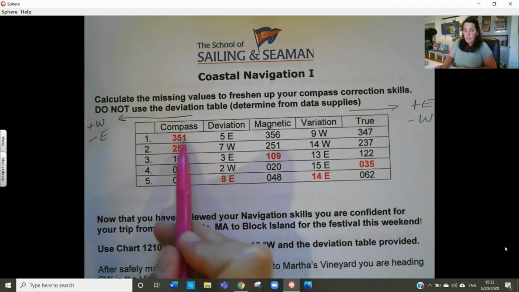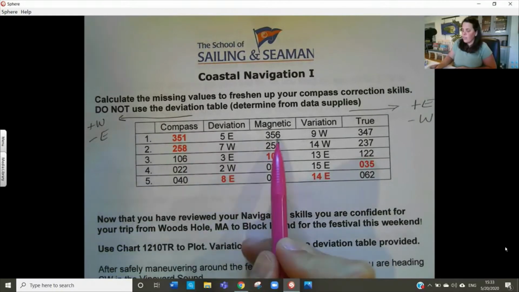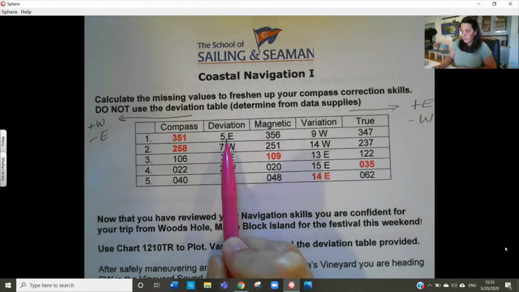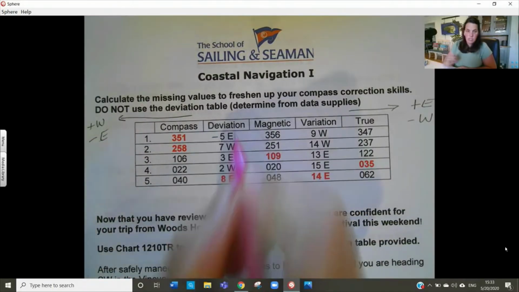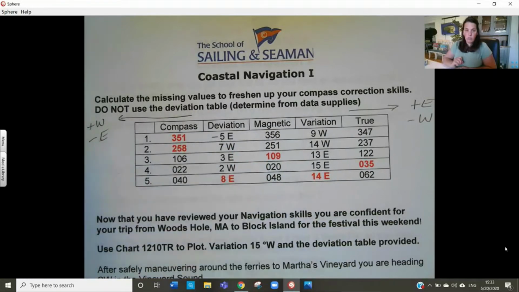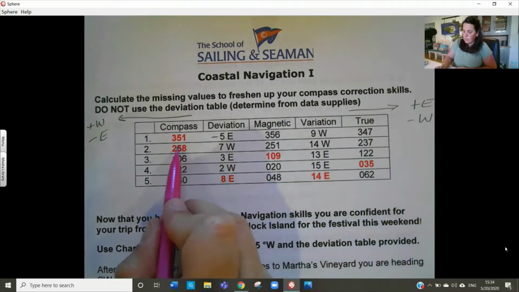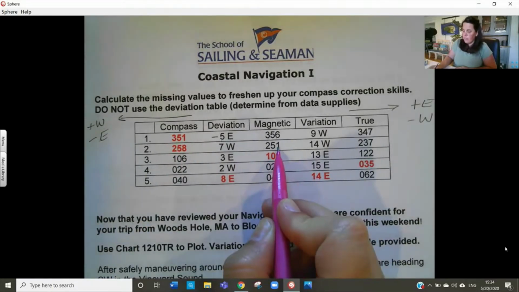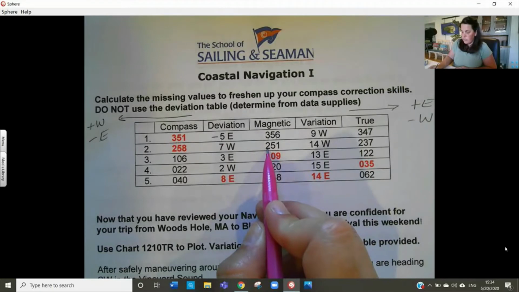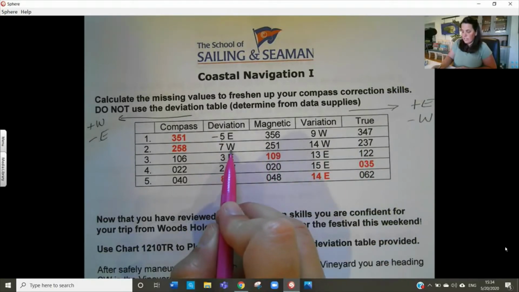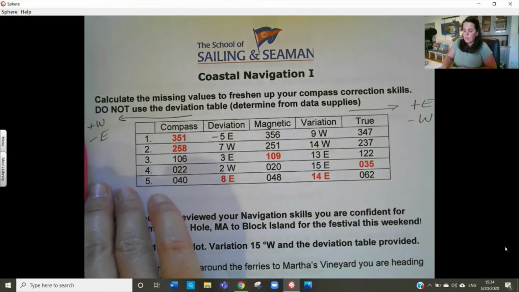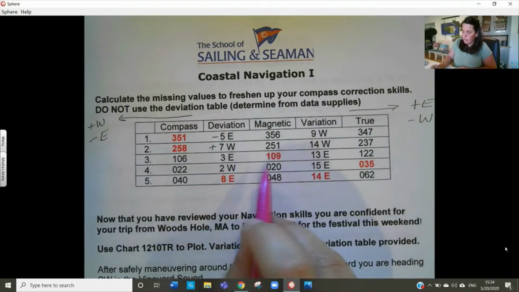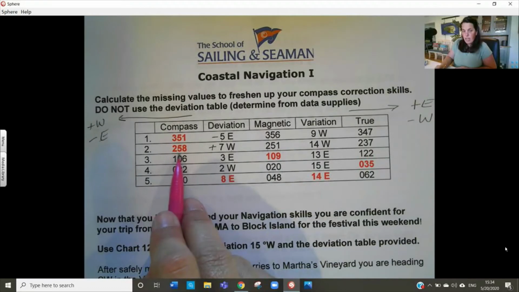The first missing number I have is here under compass. So if I have a magnetic of 356 and I had 5 degrees east, going this direction, I'm going to be subtracting that. So subtracting that, I get 351. Now I'm still missing this one over here for number 2. This time I have 251, and then I have 7 west. If I'm going this direction from M to C, I'm going to be adding that west. So I have 251 plus 7 gives me 258.